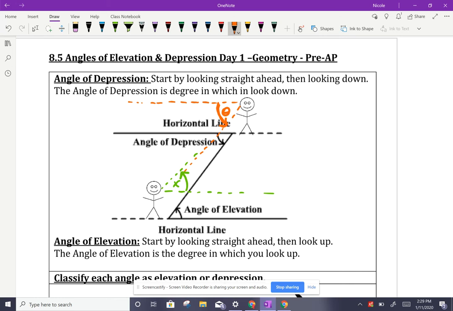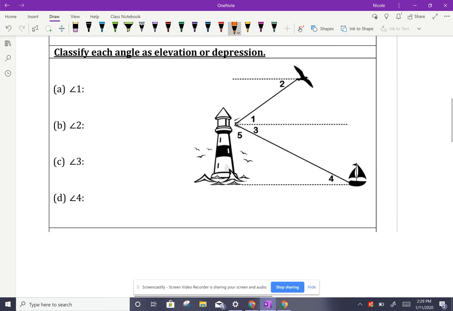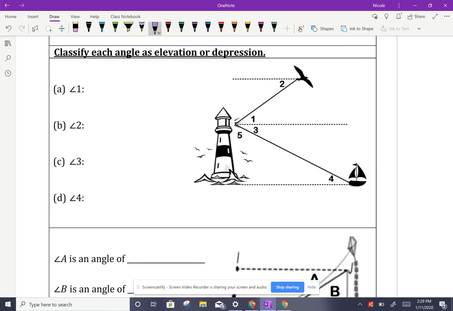of elevation. So you've got to be real careful with where you place your angles as we are talking about these word problems. You're going to have to illustrate a little bit. So again, angle of depression, you're looking straight ahead and how much your head moves downward. Elevation, you're looking straight ahead and how much your head moves or rotates to look up. So looking at this example, we're going to identify which ones are angles of elevation, which ones are angles of depression, and which ones are not anything.